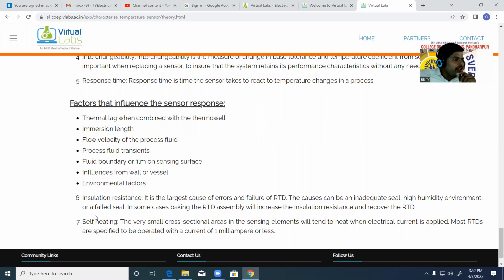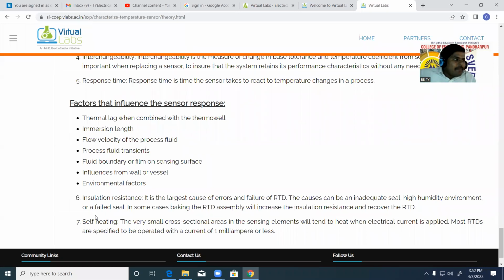So it heats by itself. That means, as we have discussed, the heat sink. In that circuit there is a heat sink, which can be required to absorb that heat. So if there is a very small cross-sectional area in the sensing element, it will tend to heat. Itself it tends to heating.